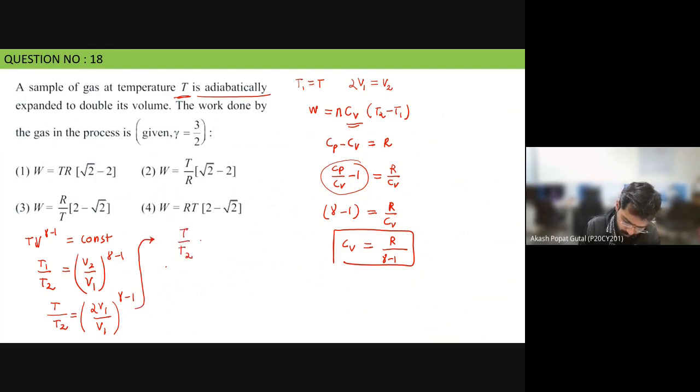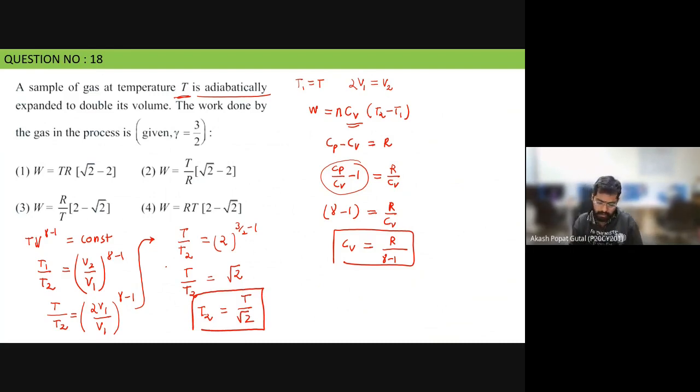So T by T2 is equal to 2 raised to gamma minus 1, where gamma is 3 by 2, so 3 by 2 minus 1 is 1 by 2, raised to 0.5. So this is nothing but root 2. T by T2 is root 2, so if you rearrange it, T2 is T by root 2. Fine. So we got T2, and then we put it into this equation.